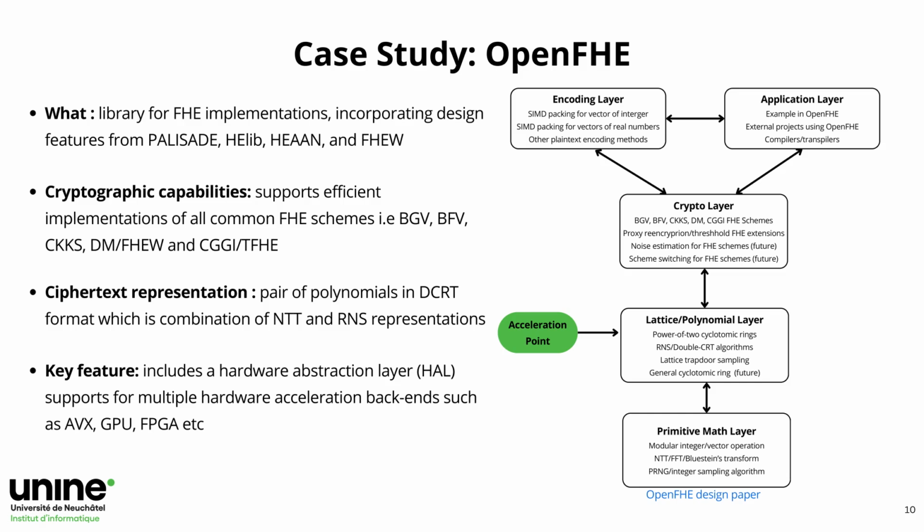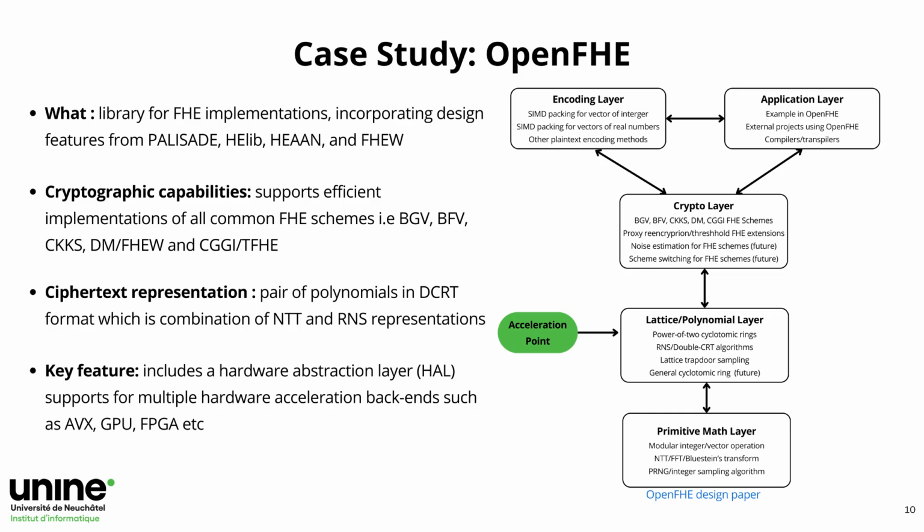So to start with the evaluation, we have a case study of OpenFHE. OpenFHE is a library that has implementations for homomorphic encryption, and it includes features from various other libraries, including PALISADE and HElib, which is from Intel, and it supports a majority of efficient implementations for BGV and so on. One important key feature about this library is that it includes the hardware abstraction acceleration layer, which supports pointing to multiple backends for acceleration.